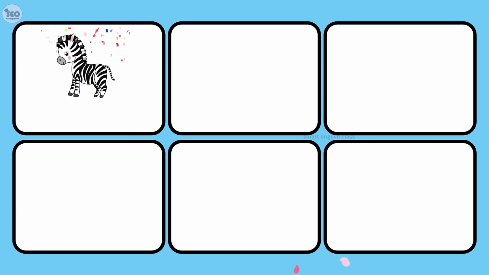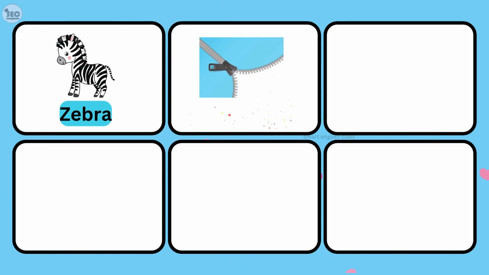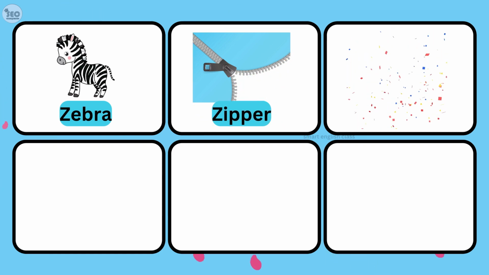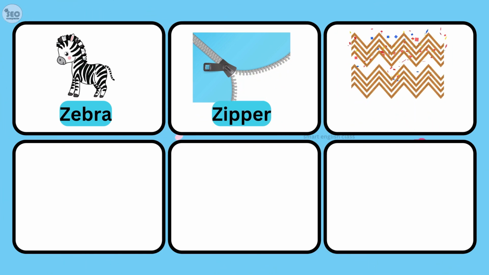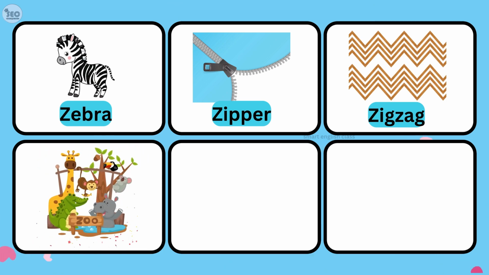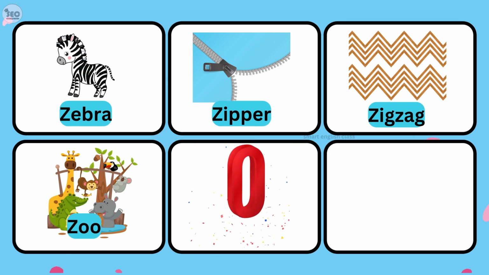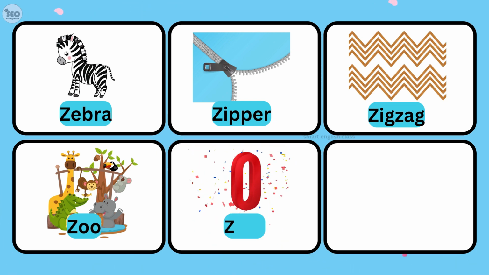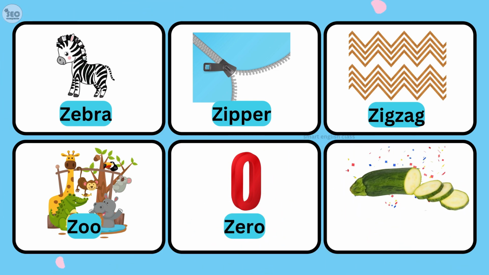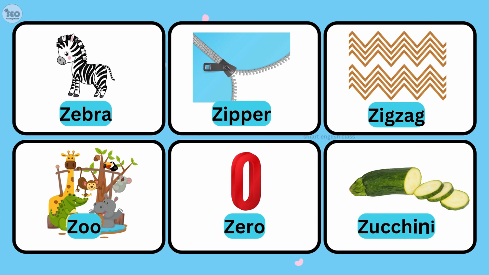Z for Zebra. Zebra. Z for Zipper. Zipper. Z for Zigzag. Zigzag. Z for Zoo. Zoo. Z for Zero. Zero. Z for Zucchini. Zucchini.